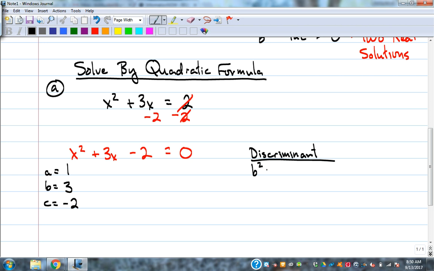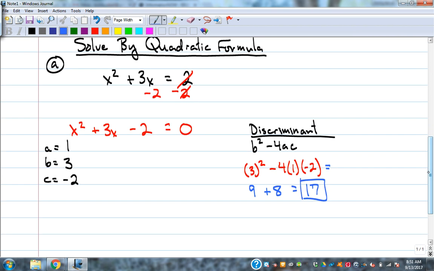Remember the formula, b squared minus 4ac. Let's find that discriminant. So in our case, it'd be 3 squared minus 4 times 1 times negative 2. And you're just going to work that out. 3 squared is 9. Negative 4 times positive 1. Negative 4 times negative 2 will be positive 8. So the discriminant is 17.